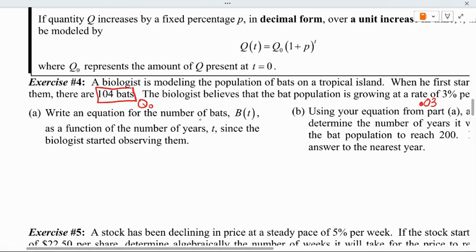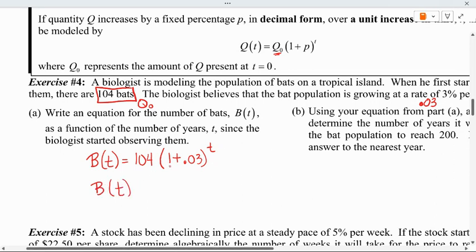Okay, so it says write an equation for the number of bats. The number of bats is a function over time. That's why it's written as B of t equals, well, let's say we take the initial value, which is 104 bats, times the quantity 1 plus 0.03 to the power of t. And I'm going to go one step further and just simplify that parenthesis, because 1 plus 0.03 is the same thing as 1.03. Okay? Does that make sense? Does everyone see what we did there?